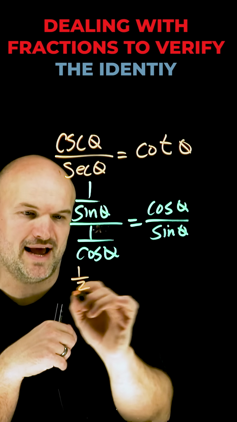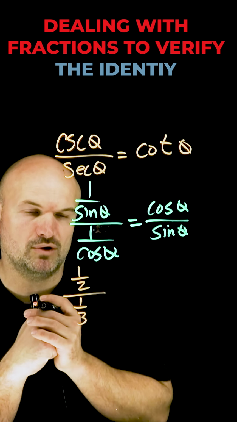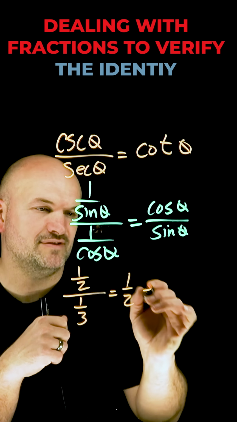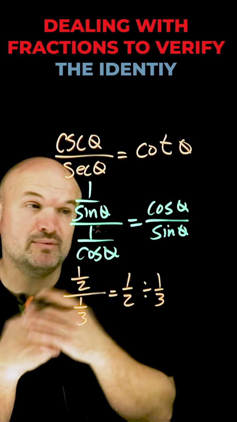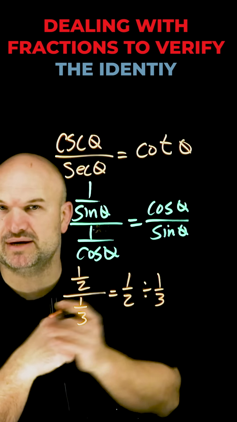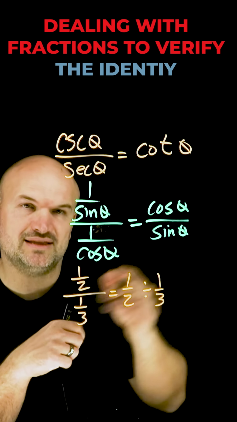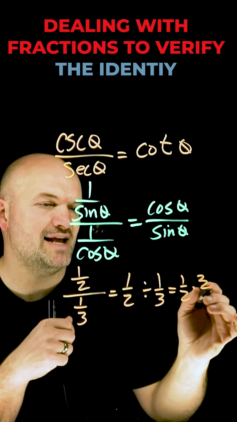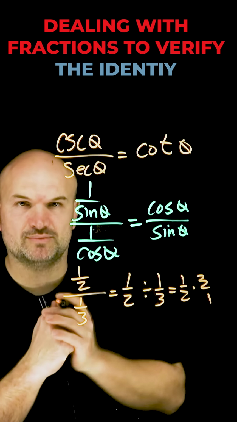If I had 1/2 divided by 1/3, well, what's another way we could think about that? Do you remember what we do with fractions when we have a fraction divided by another fraction? Yeah, we reciprocate the divisor and treat it as multiplication. So therefore, it's 1/2 times 3/1. Now we can multiply straight across.